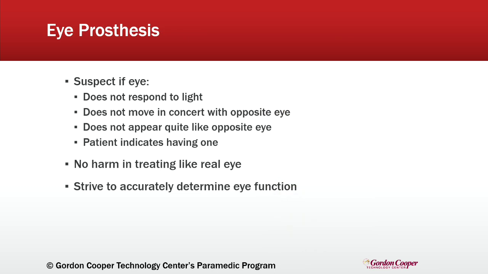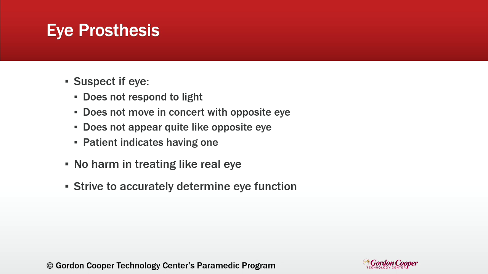Some patients may even have a prosthetic or artificial eye. We probably would suspect this if the eye doesn't respond to light or it doesn't move in sync with the opposite eye. Sometimes some of them are very, very good and the eye looks perfectly normal, but others may not look quite the same as their regular eye, their real eye.